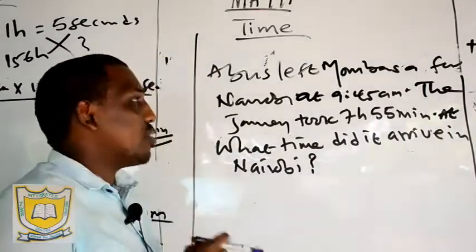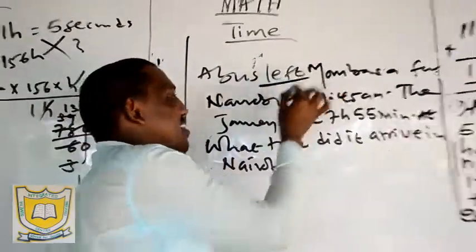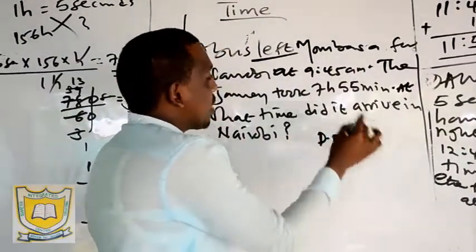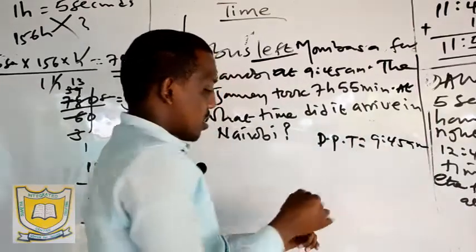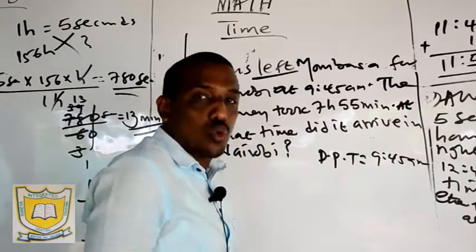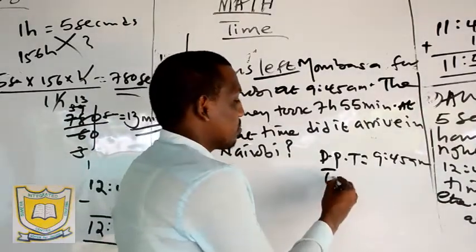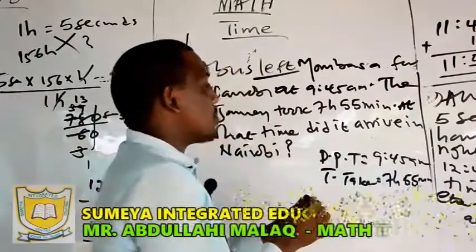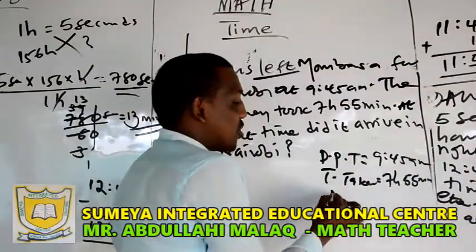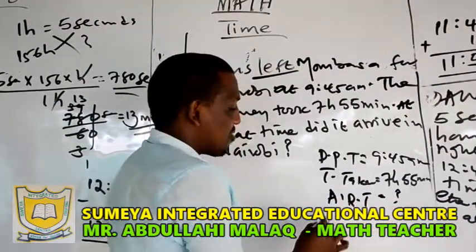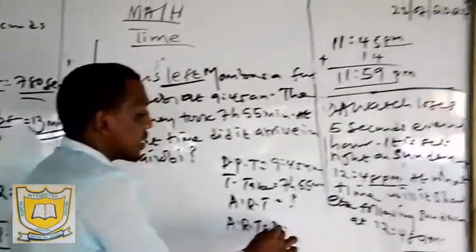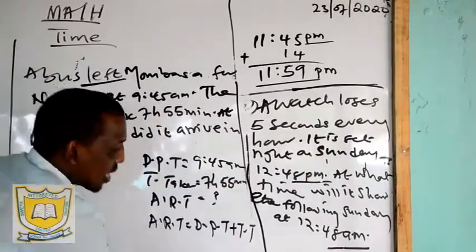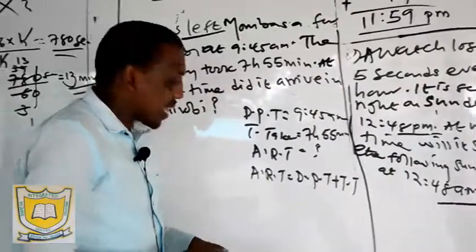Now, we list what we have. A bus left, I said earlier, that is departure time, starting time. So we have departure time 9:45 a.m. The journey took, the past tense of take is took, so time taken, 7 hours 55 minutes. At what time did it arrive in Nairobi? Arrival time, that's what they're asking. We don't have it. Arrival time, we said earlier, is equal to departure time plus time taken. That's how we get arrival time.